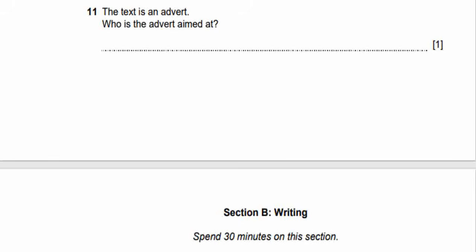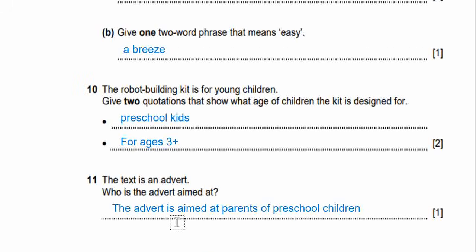Question 11. The text is an advert. Who is the advert aimed at? Well, having read the whole story, it will be for the parents of the preschool children. So we type down our answer. The advert is aimed at parents of preschool children.